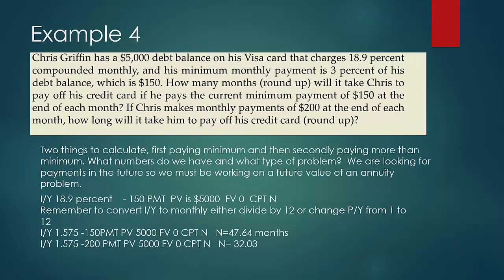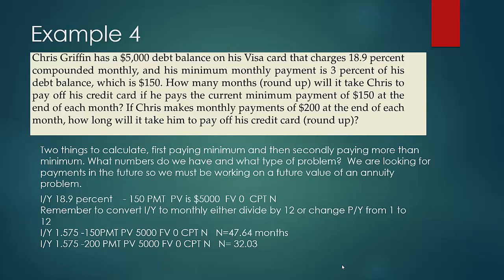And then example 4, Chris Griffin has this realistic, very realistic one. Chris Griffin has a $5,000 debt balance on his Visa card that charges 18.9% compounded monthly, and his minimum monthly payment is 3% of his debt balance, which is $150. How many months, and we're going to round up, will it take Chris to pay off his credit card if he pays the current minimum payment of $150 at the end of each month?